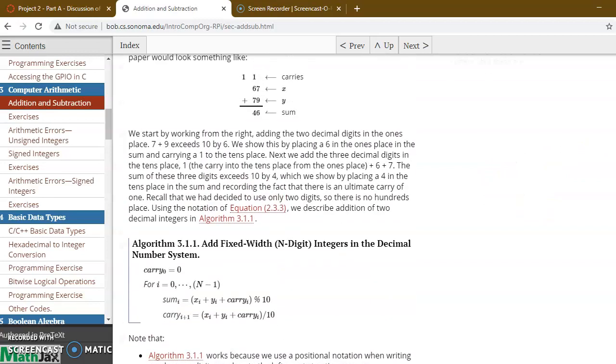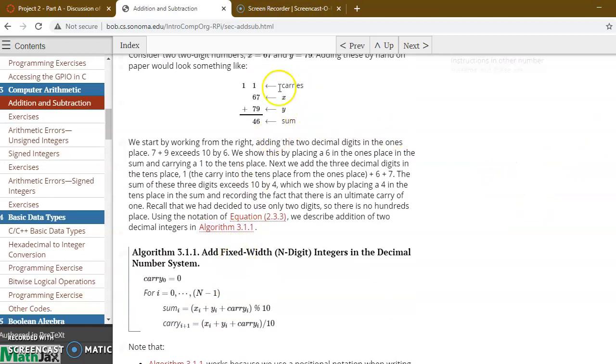So plugging in the numbers that are used right here, x_i plus y_i, so 7 plus 9 plus 0 carry is 16. If you use modulus 10, 16 modulus 10 is 6. So there's that answer. 6 is put there. And then carry, instead of being equal to 0, is now going to be equal to 1, because 16 divided by 10 in integer math is 1.